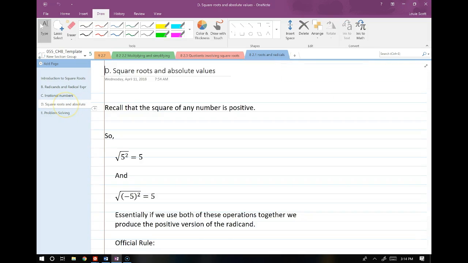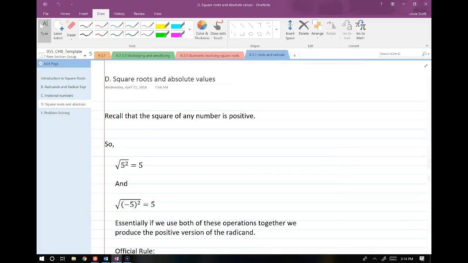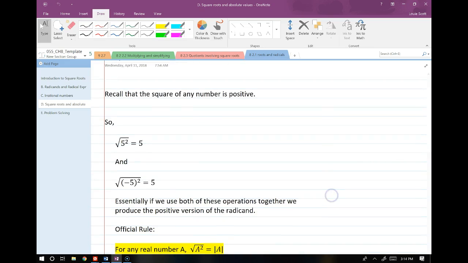So next, square roots and absolute values. We're still bouncing around here a little bit with all this square root stuff. So let's talk about something that the square root does here. Let's just recall something that we've gone over a couple times already, that the square of any number is positive, right? So you can see here the square of 5, oops. Oh, okay, I'm sorry, I wrote this. Got a little too excited there.